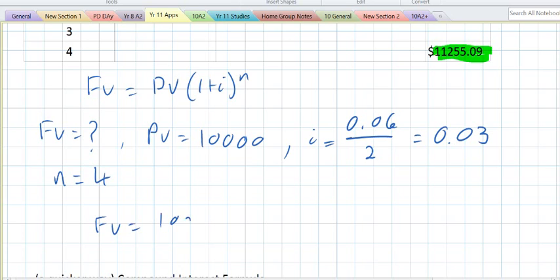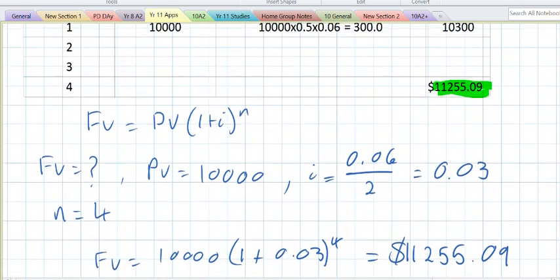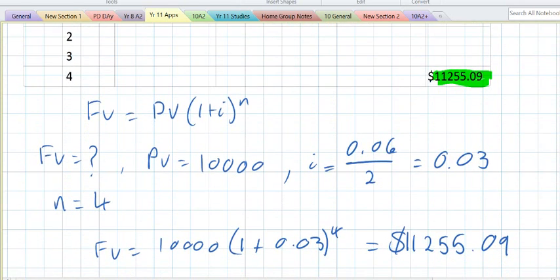FV equals 10,000 times 1 plus 0.03 to the power of 4. Which is the same as we got above. However, it meant we didn't have to go through all those 4 lines of calculations that you'll have in your books. So the formula's quicker, providing we put the right numbers in.